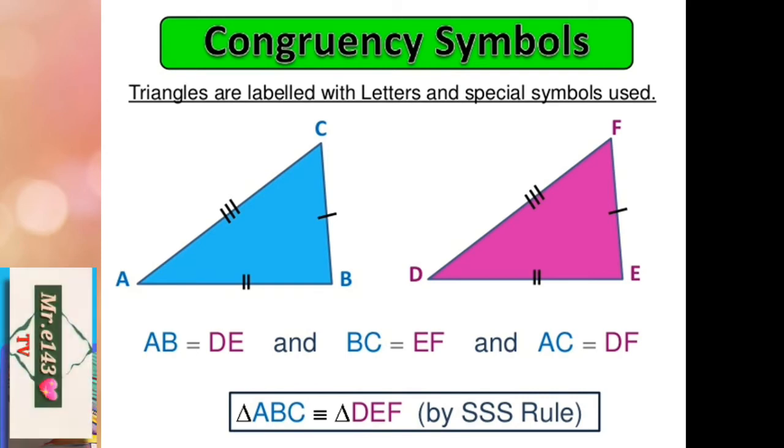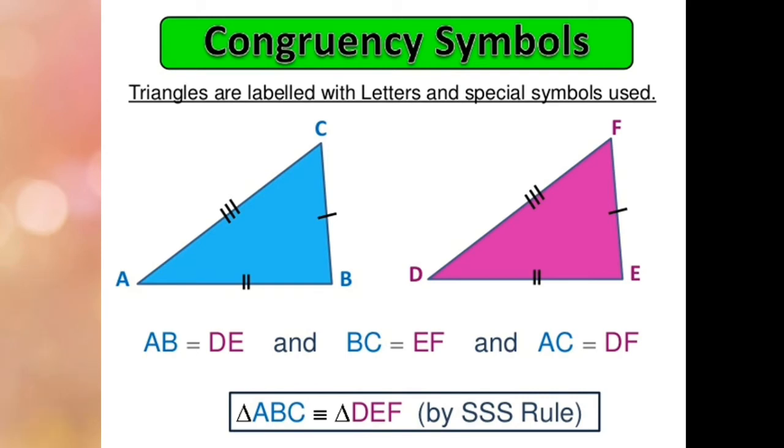So, we have AB. Tingnan natin, we have the AB is equal to DE. Yung sa baba, side AB, then DE, they are equal. And BC is equal to EF and AC is equal to DF. Therefore, triangle ABC is congruent to triangle DEF by SSS rule.